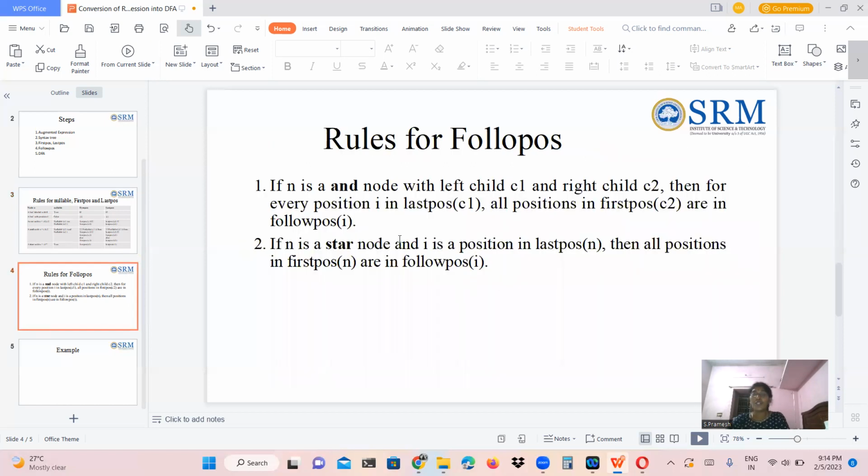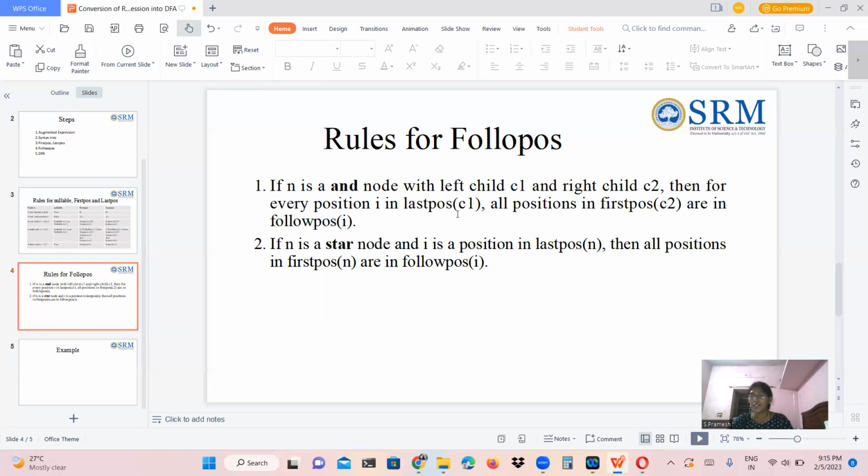For follow position, we have only two operator symbols to take into account: one is the AND symbol, and the other is the Kleene closure. For the AND symbol, the rule is that we take the value i, then calculate the follow position of that i, where i is in the last position of C1.